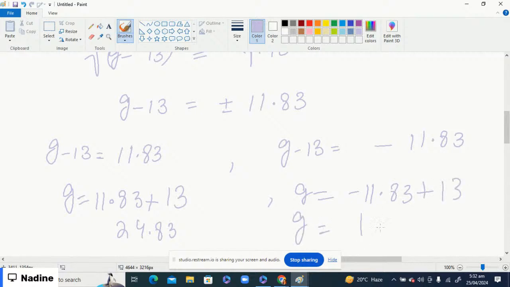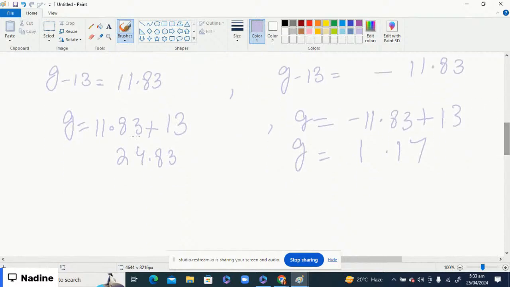So it's only 1.17. The greatest number is the negative sign, not the positive sign. 13 is the greatest number. So these are the two values of g by using the square root method.